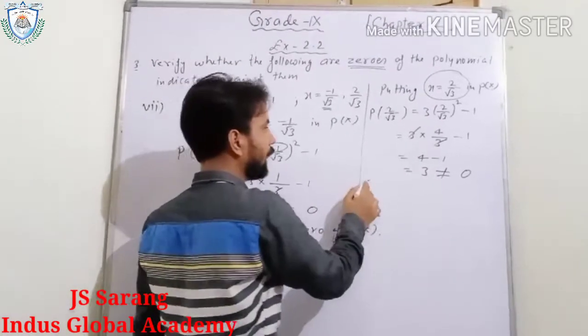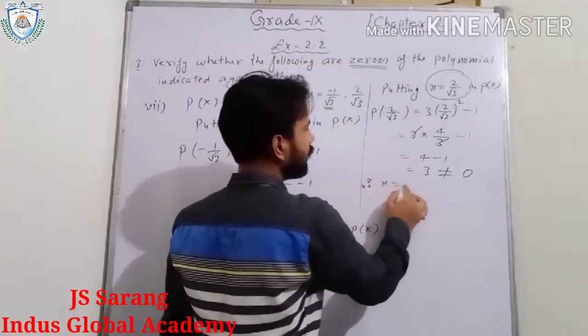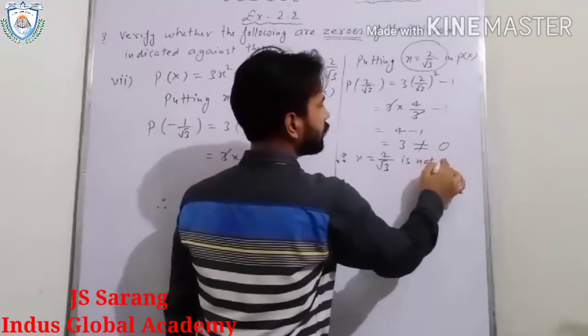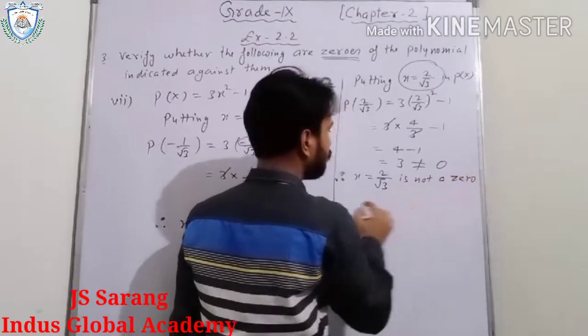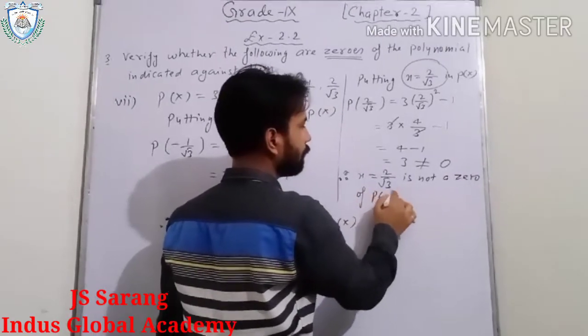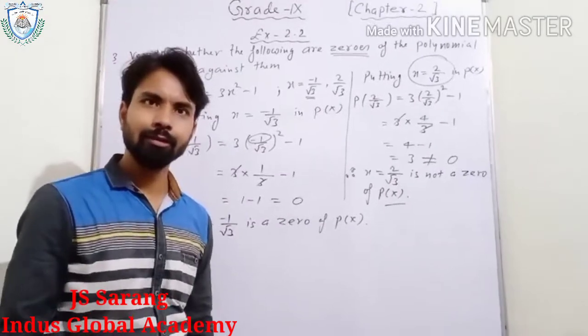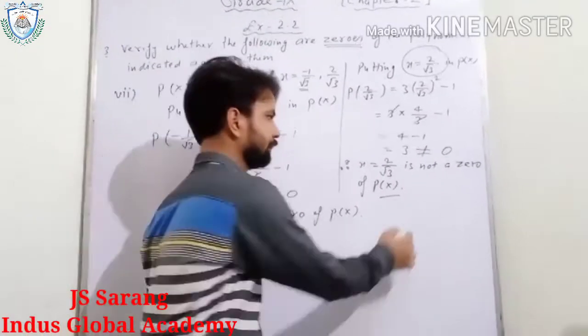So at last we have to write, hence x equal to 2 upon root 3 is not a 0 of p(x). Hope it is clear to everyone. Clear? Understood? Good.